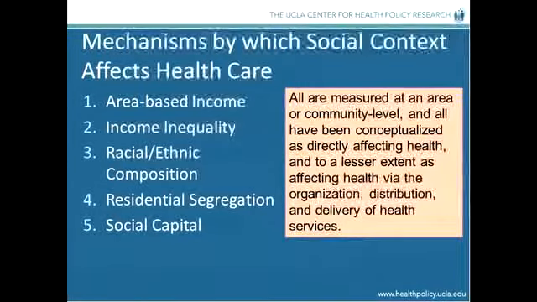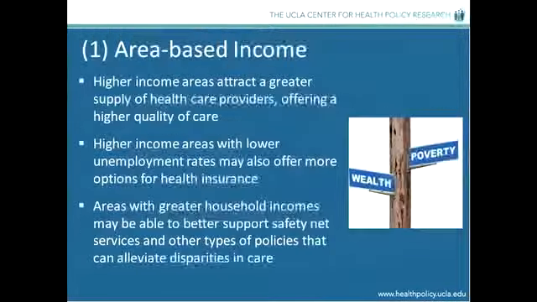For this reason, I'm going to focus on area level or community level measures, not individual measures. The 5 mechanisms we'll discuss today are, first, area-based income. The second is income inequality, third, racial ethnic composition. The 4th is residential segregation, and the 5th is social capital. Area-based income.